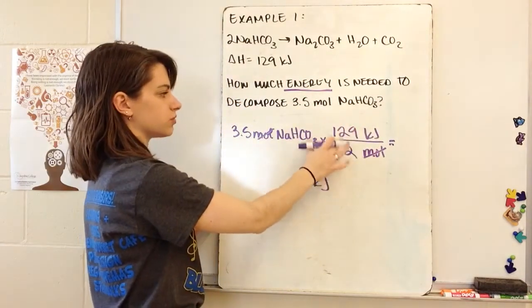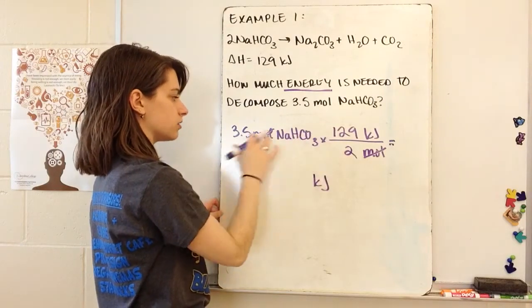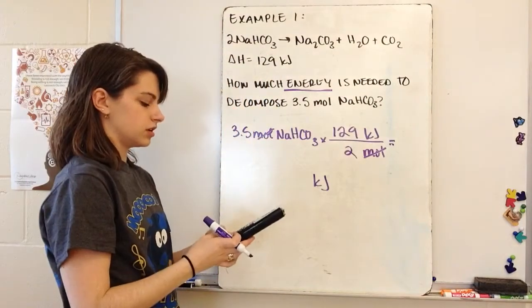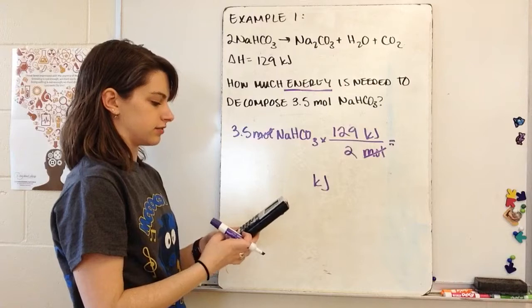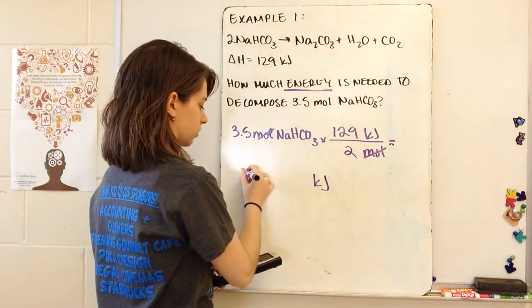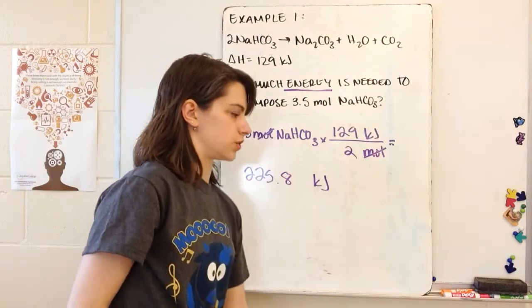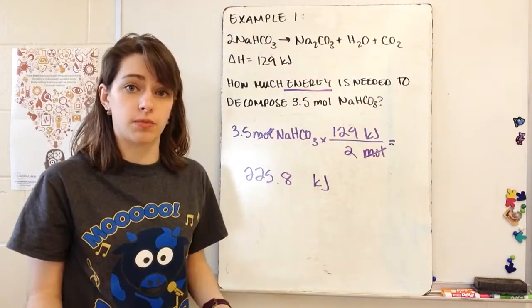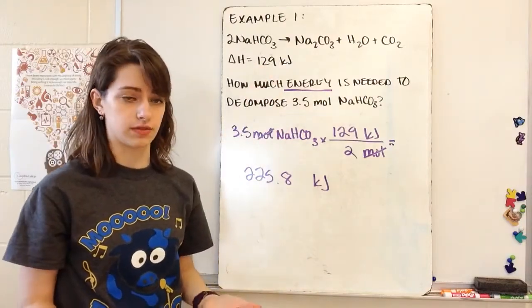And we can use this ratio to figure out how much energy we're going to get from 3.5 moles. So I'm going to do 3.5 times 129 divided by 2, and I get a total of 225.8 kilojoules of energy. Notice in my problem I have more than 2 moles. I have 3.5 moles. So I know I'm going to get more than 129 kilojoules of energy.